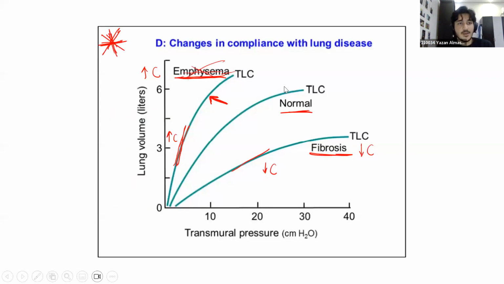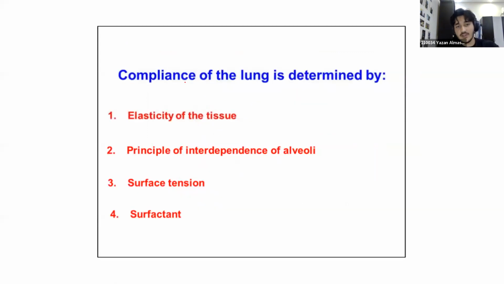Anyways, the compliance of the lung is determined by multiple things. Just to make sure compliance is understood: compliance is how easily the lung expands. The more compliant the lung is, the less stiff it is. So it's the opposite of stiff. Tamam.